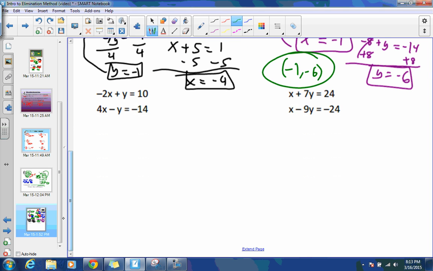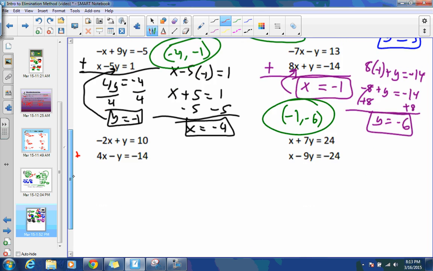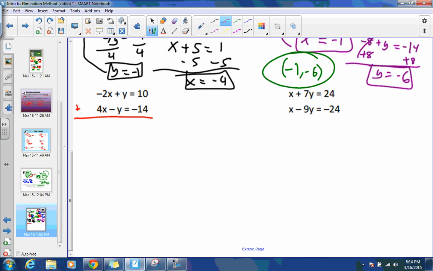All right, 2 left. Let's finish this up strong. We'll do the one on the left. Looks like we're going to do some adding again, so that the y's will cancel out. They have the same coefficient, but they are opposites. So we add them all together. We have negative 2x plus 4x, which would get you to positive 2x. Y's cancel out. You have your equals 10 minus 14, which is negative 4. Divide them both by 2, and you get x equal to negative 2.